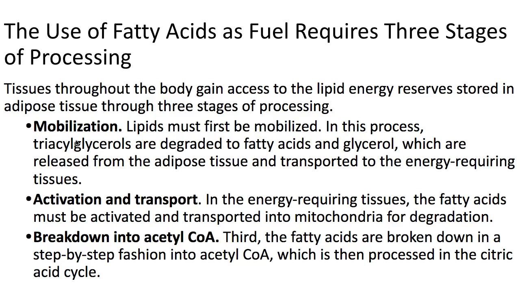But in order for the tissues to receive these fatty acids, they need to be activated and then transported into the mitochondria. Once it's successfully inside the mitochondria, it goes to a degradation stage, that third stage, where it's broken down into acetyl coenzyme A. And this acetyl coenzyme A is then processed in the citric acid cycle.